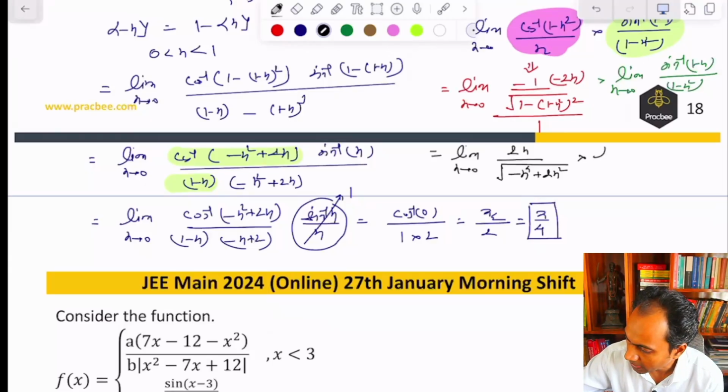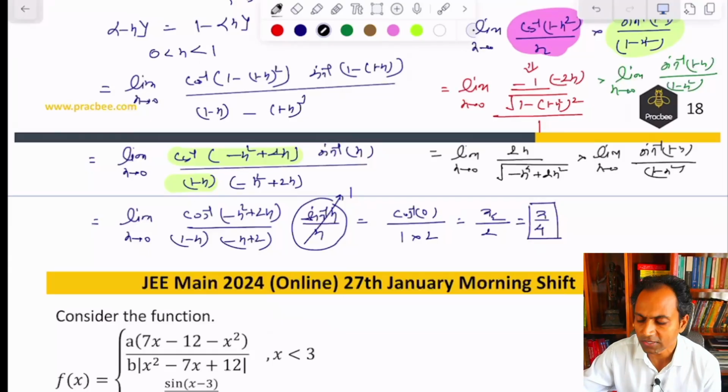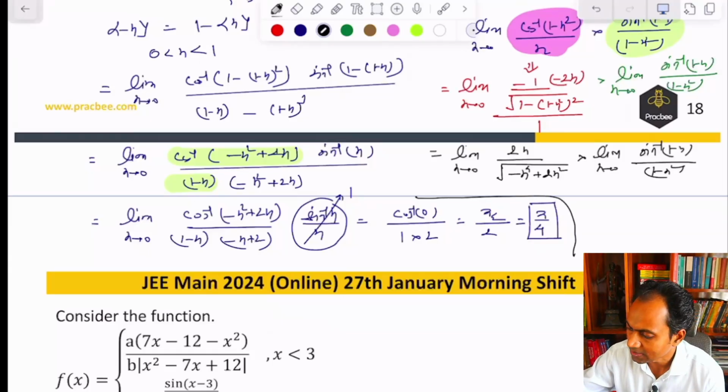And what we have is limit h tends to 0 of sine inverse of (1 minus h) by 1 minus h square, which is a determinate limit. We are just carrying it forward. One last step and we have got our answer.